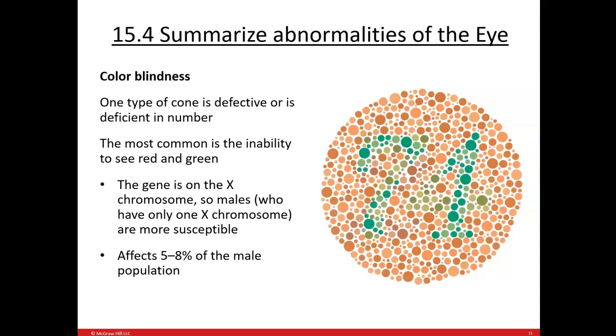So, yeah, color blindness is a lot more frequent in males, and it has to do with defective cones. It could be that you don't have them, or you just have a low number of them. So, it could be that you don't see those colors quite as brightly as other people.